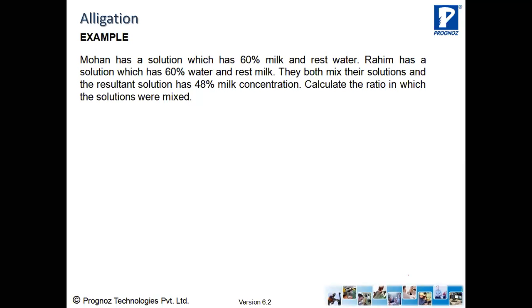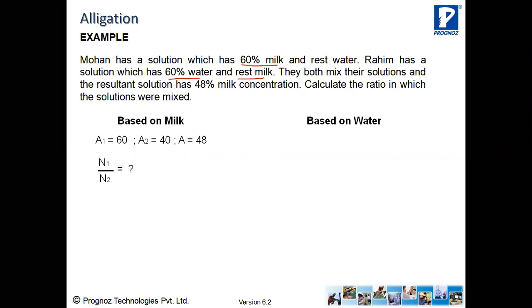Now, देखिए इसमें दो ingredients हैं, water and milk. So you can take milk as the base and do the complete calculation based on milk only, or you can take water and do the complete calculation based on water only. दोनों को mix नहीं करना है, या तो milk लेना है या water लेना है. So we'll start with based on milk. Based on milk, A1 is 60% milk, and A2 is how much milk? Since it has 60% water, rest milk, it is 40% milk. And together, when they are mixed, there is 48% milk. केवल milk की बात कर रहा हूँ. So A1 is 60, A2 is 40, and A is 48. ये milk का concentration है दोनों solution में.